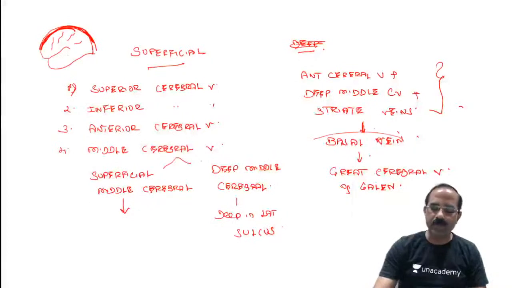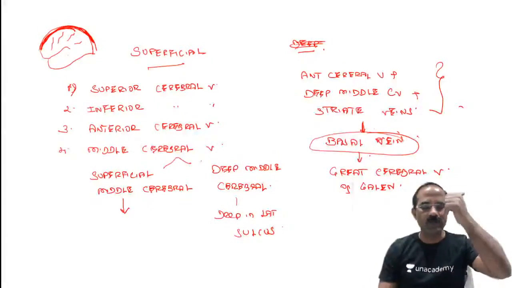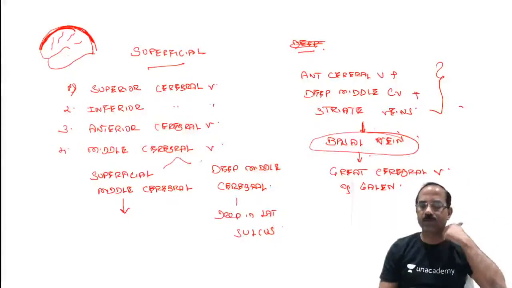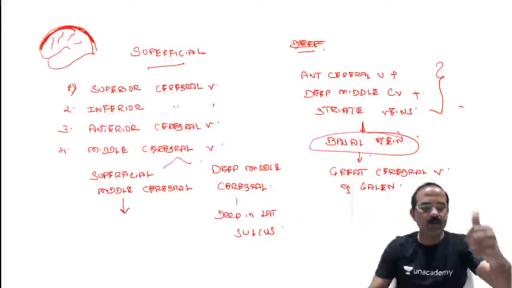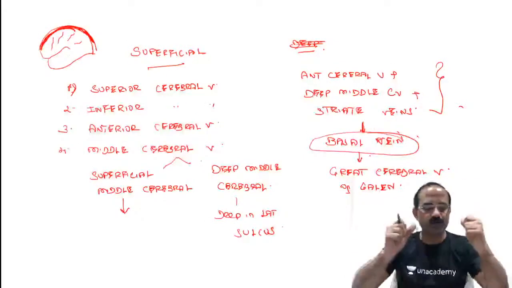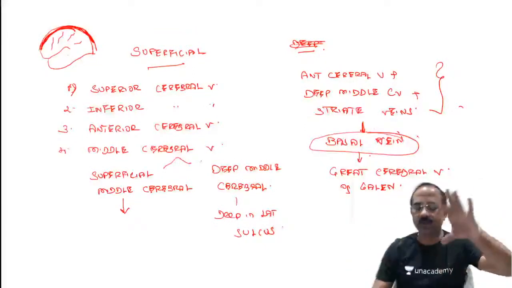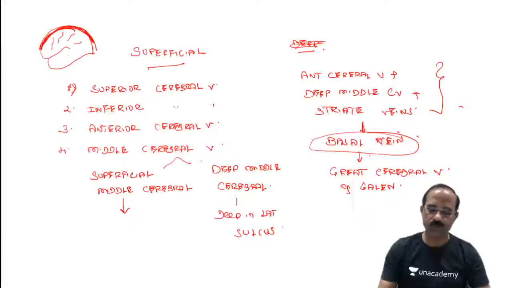So you have to know what the basal vein is. How is the basal vein formed? The basal vein is formed by the joining of three veins. One is the anterior cerebral, the second one is the deep middle cerebral vein, and the third one is the striate veins, which come from the perforated substance. Together they join to form the basal vein, and the basal vein now opens into the great cerebral vein of Galen. So this is about the superficial veins of the brain.